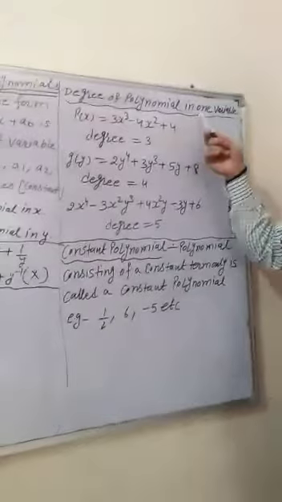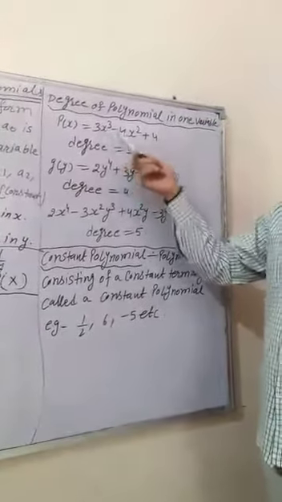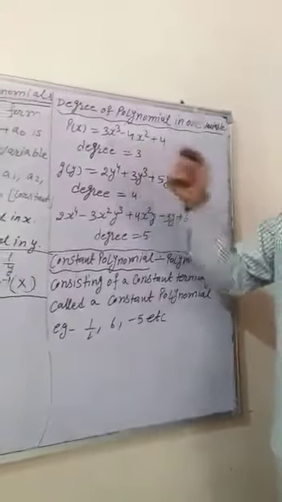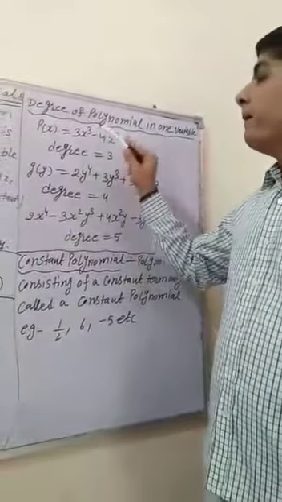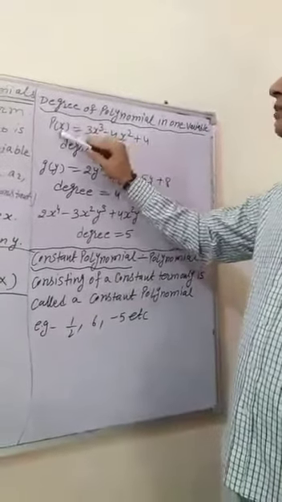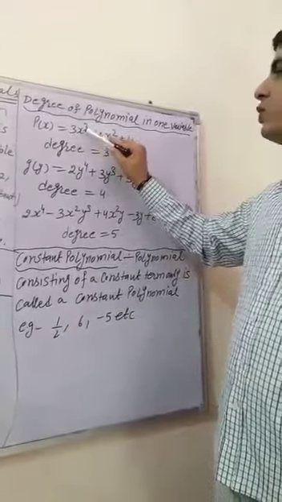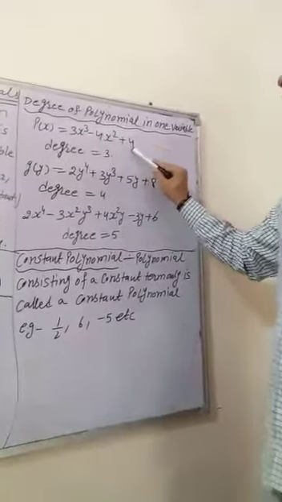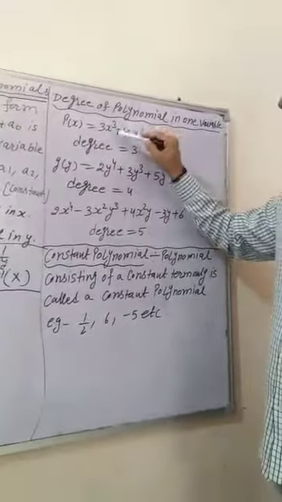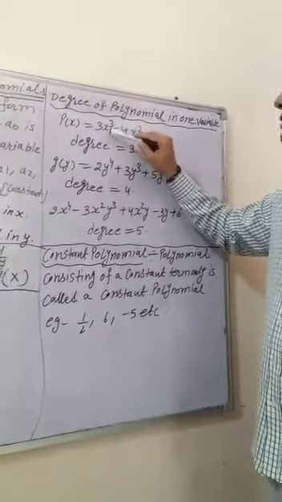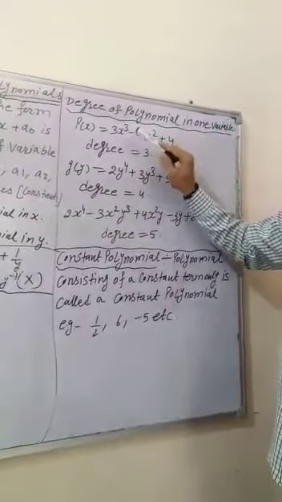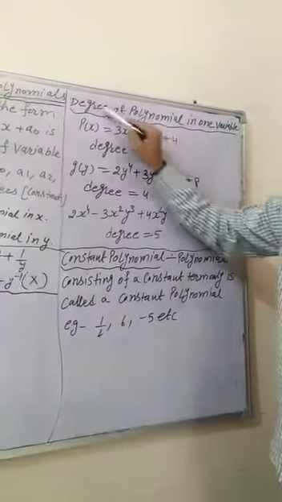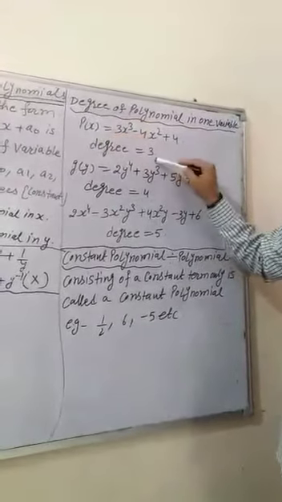Now the next topic is degree of a polynomial in one variable. We are discussing one variable because they have one variable. Now the degree of a polynomial is the highest power of a variable. For example, p(x) = 3x³ − 4x² + 4. In this situation, the power of the variable is 3, then 2, and then there is no variable. It means the highest power of the variable is 3, so the degree of this polynomial is 3.